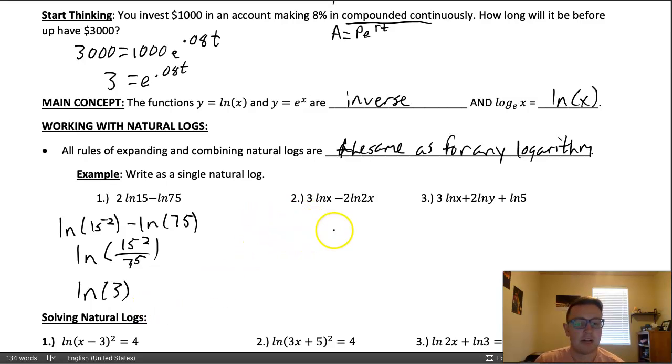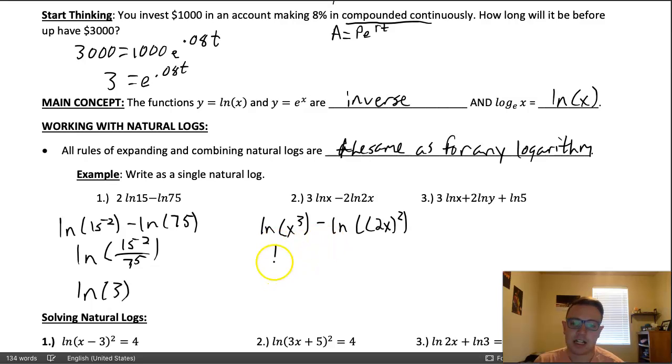Okay, what about problem 2? How would we reduce 3 ln of x minus 2 ln of 2x into a single expression? For this one, we start off with the coefficients again. So we get the natural log of x cubed minus the natural log of, and this is important, everything inside the original natural log is squared. So it's 2x quantity squared.